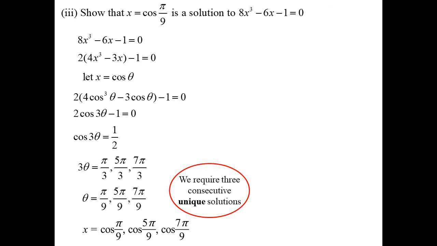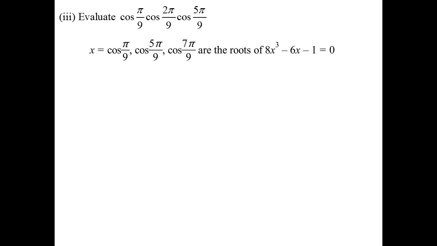3 consecutive unique solutions. All right, so we have shown that, yes, cos pi on 9 was one of our solutions. Usually you find a follow-up question where you're now going to play with sum and product of the roots and things like that. Evaluate what cos pi on 9 times cos 2 pi on 9 times cos 5 pi on 9 is equal to. Well, we now know the 3 solutions: cos pi 9, 5 pi 9, 7 pi 9.